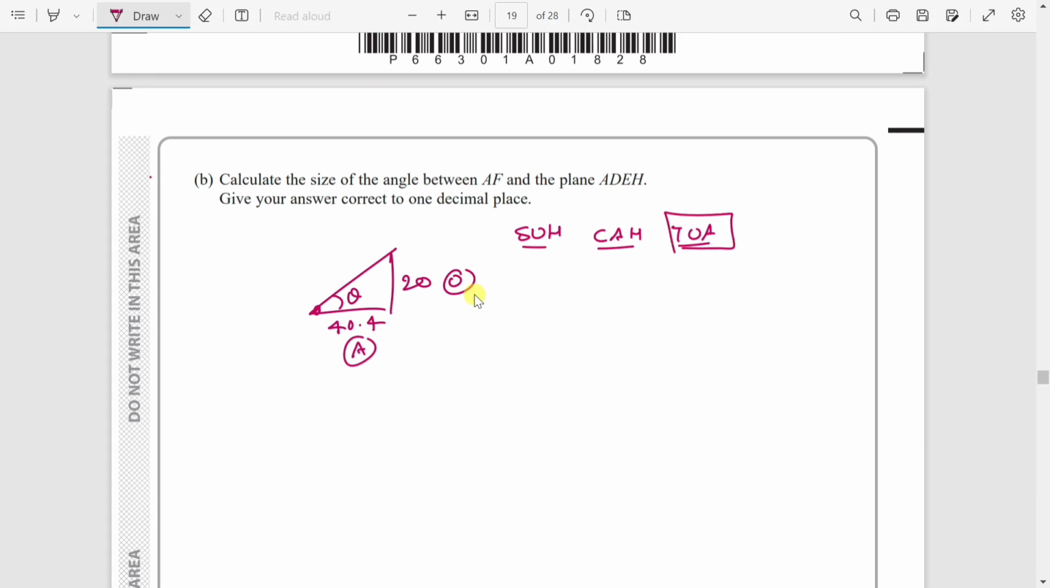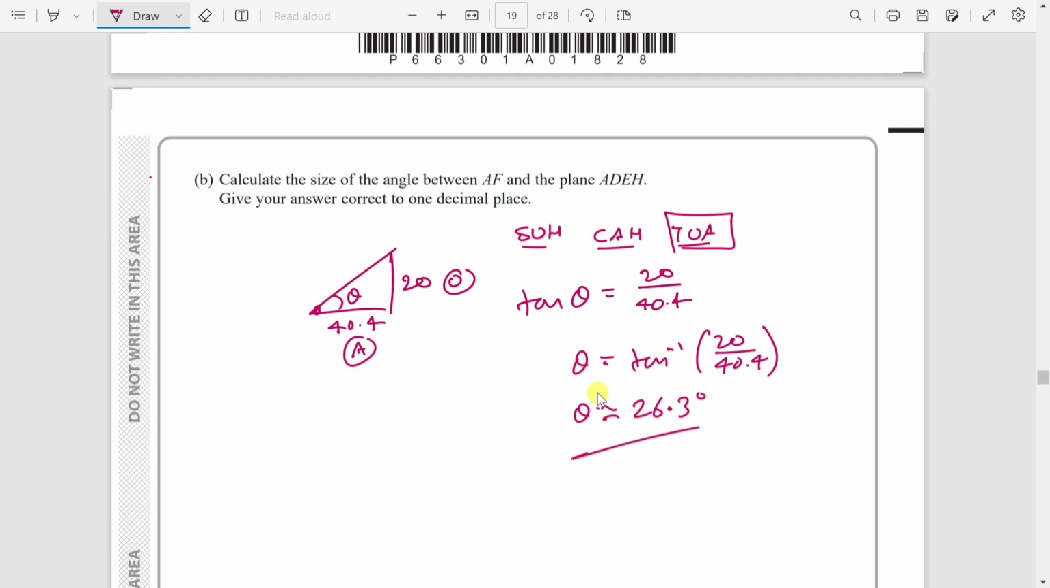That's what we have. T stands for tan. Tan theta equals opposite first, which is 20, over adjacent, which is 40.4. And that's pretty much it. Now all you do is go to your calculator and press tan inverse, or shift tan, or arctan. So theta equals tan inverse of that whole fraction. Put that in a calculator, and you should get an angle of approximately 26.3 degrees. And that's it, guys. This question is pretty much done.